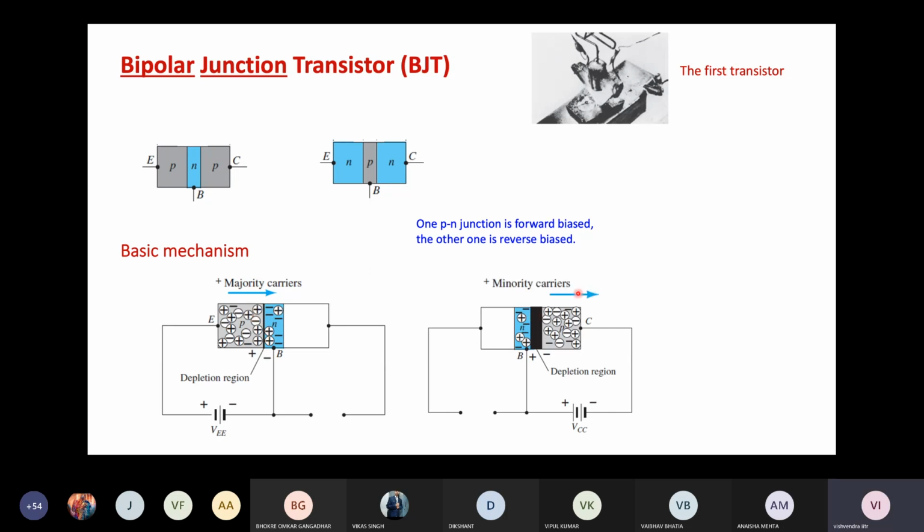So cumulatively, because of the forward bias in the emitter base junction, a lot of holes are sent to the base side, and because of the reverse bias in the collector base junction, these holes will be taken to the collector side. The holes coming from the emitter side become minority carriers in the base part of the transistor, and they will be swept to the collector side. Is this clear?